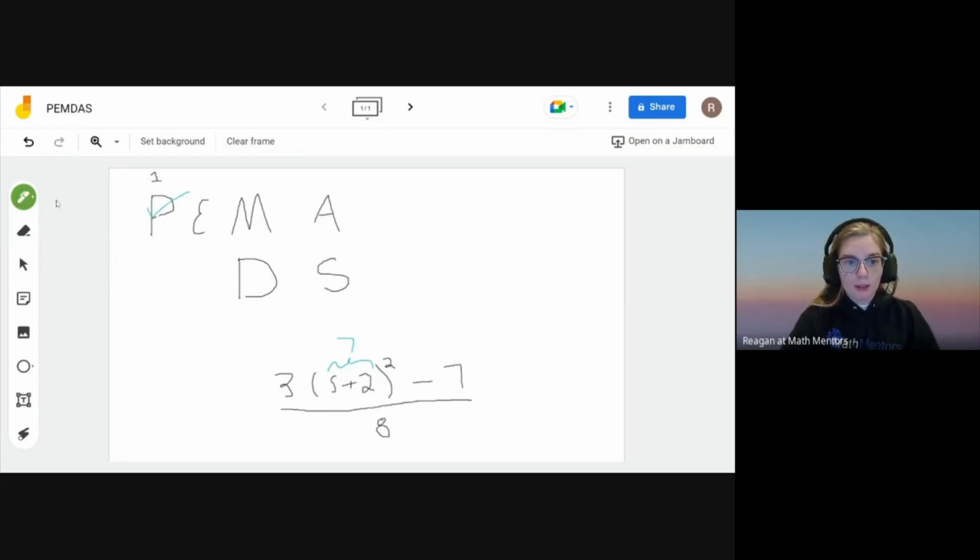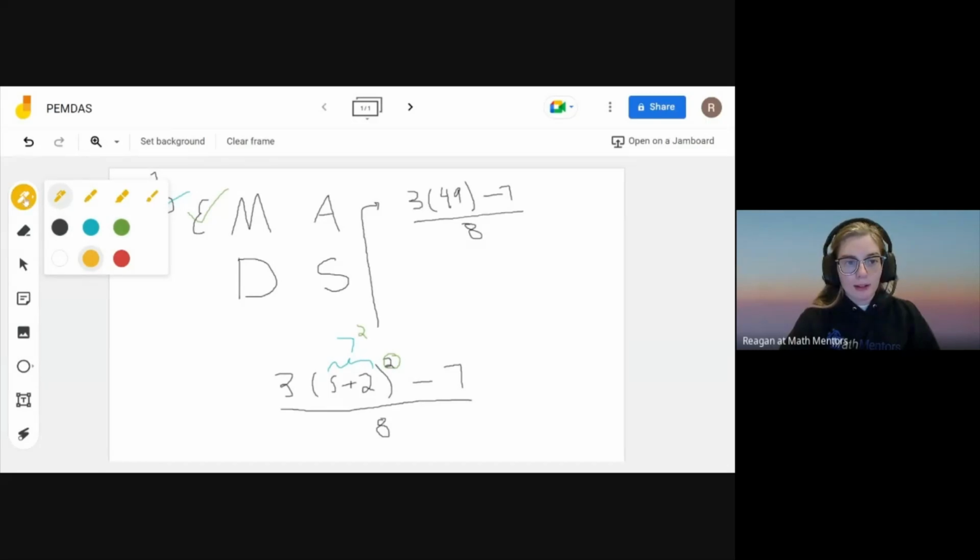Next, we move on to exponents, or our squared that we have here, or the exponent of 2. So now we take what's in the parentheses and square it. So 7 squared is 49. And for simplicity's sake, I'm going to rewrite this equation up here. So now our equation reads 3 times 7 squared, or 49, minus 7 divided by 8. And our exponent step is done.